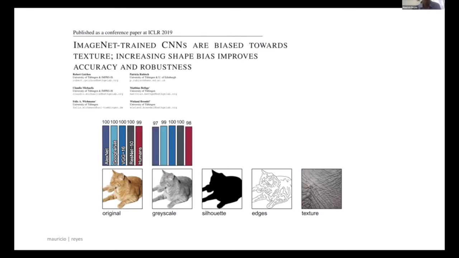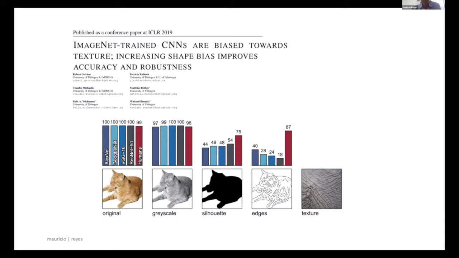Systems are more or less the same. There is a bit of reduction, but minor. What happens if we only work with silhouette and edges? There is a drastic drop in performance. You can see that the best performing system is a ResNet 50. That's a huge network. It doesn't even hit 55%. And with edges, it's the same.